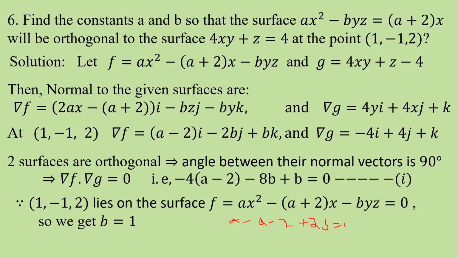Correct? Solve it. So we'll get one of the unknowns, that is a anyhow gets cancelled. So minus 2 plus 2b equal to 0, that implies 2b equal to 2, which gives b equal to 1. So after substituting this point on the surface f, I got the b value. So one number I got, so I can substitute that in equation number 1 which we already got, that is minus 4 times a minus 2 minus 8b plus b equal to 0. So b is 1. So I substitute here.